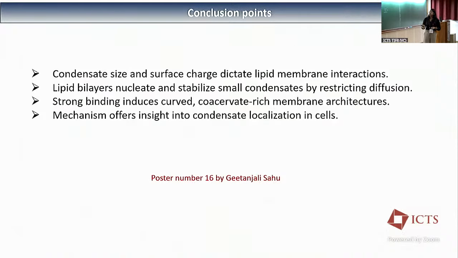So coming to the conclusion, what we found from our study is that condensate size and surface charge are responsible for their lipid membrane interactions. Lipid bilayers are able to nucleate and stabilize small condensates by restricting their fusion. Strong binding induces curved, coacervate-rich membrane architectures in vesicles. So this mechanism can maybe offer insight into how condensates are localized inside cells or how their sizes are controlled within the cells.